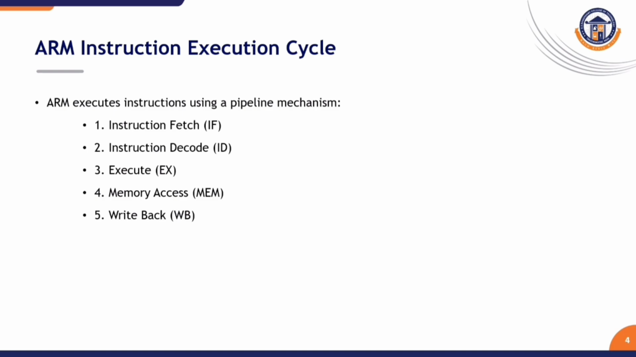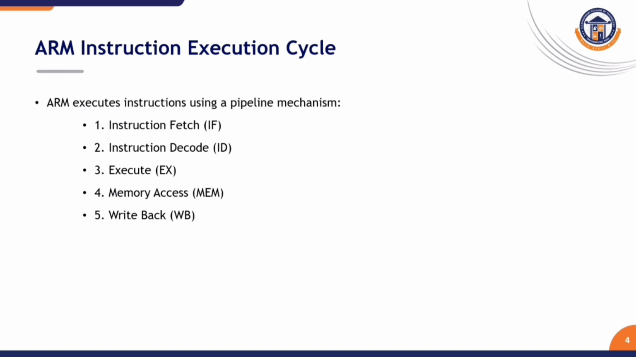Pipelining divides instruction execution into 5 stages. The first one is instruction fetch, the next one is instruction decode, the third one is instruction execute, the fourth one is memory access, the fifth one is write back. Because of pipelining, multiple instructions are processed simultaneously at each stage. This significantly increases the throughput and performance of the processor.